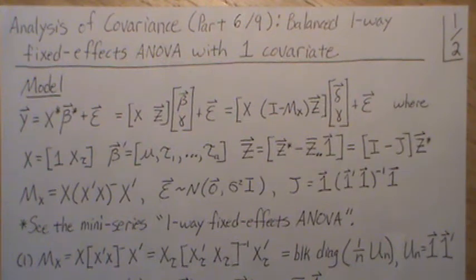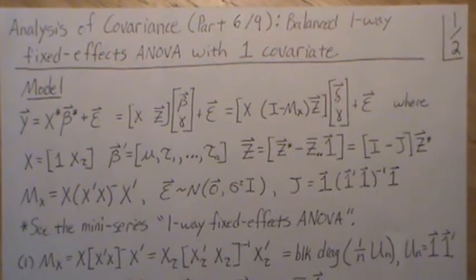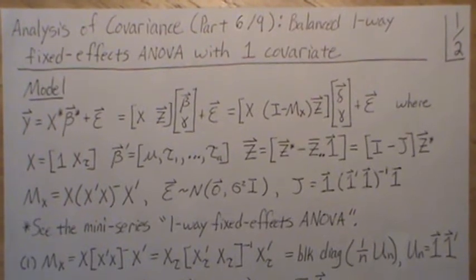Hello, this is the next video in a playlist that I'm calling General Linear Models, Design of Experiments. And within that larger playlist, I'm creating little mini-series that deal with the specific experimental design that we're covering. In this little mini-series, we're looking at analysis of covariance, and we're on part 6 of a 9-part mini-series. And here we're going to look at a balanced one-way fixed effects ANOVA with one covariate.